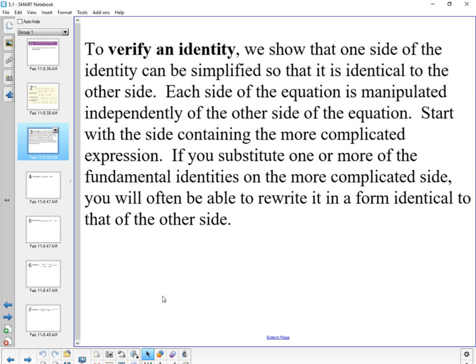To verify an identity, we show that one side of the identity can be simplified so that it is identical to the other side, kind of like what I gave you guys for your project. Each side of the equation is manipulated independently of the other side of the equation. Start with the side containing the more complicated expression. If you substitute one or more fundamental identities on the more complicated side, you will often be able to rewrite it in the form that's identical to the other side.